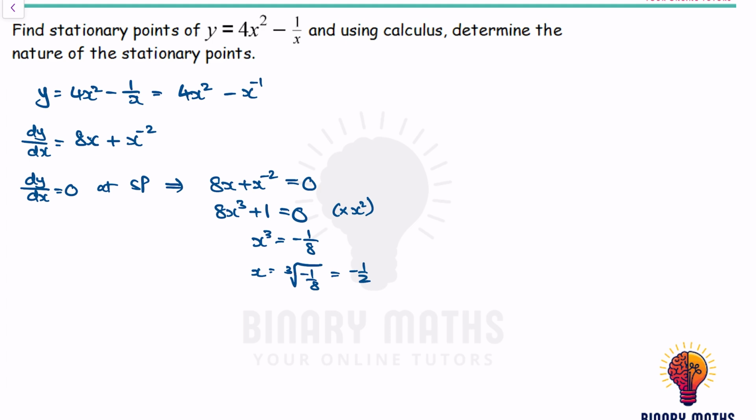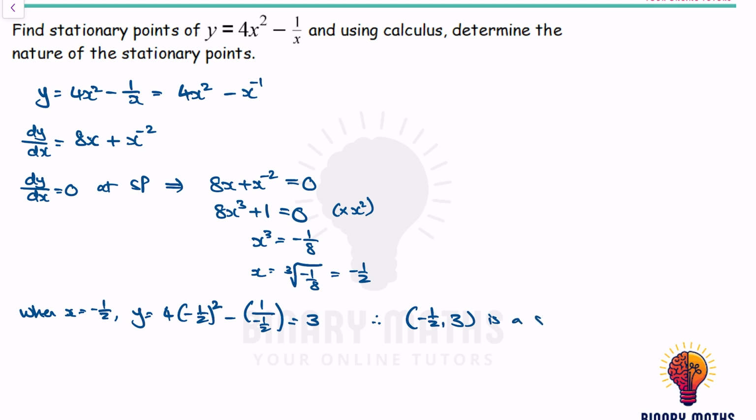When x is equal to minus a half, y is equal to, going back to the original equation, 4 times minus a half squared minus 1 over minus a half. From the first term I get 1, the second term I get 2, 1 plus 2 is 3. Therefore (-1/2, 3) is a stationary point.